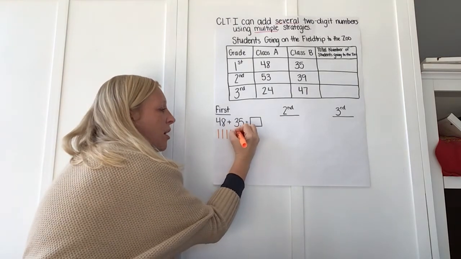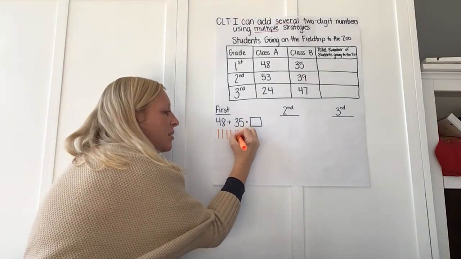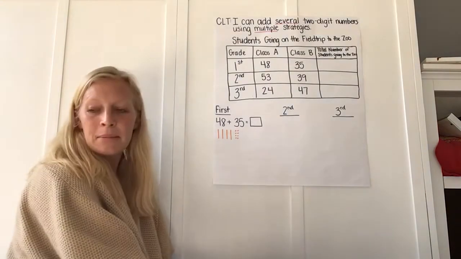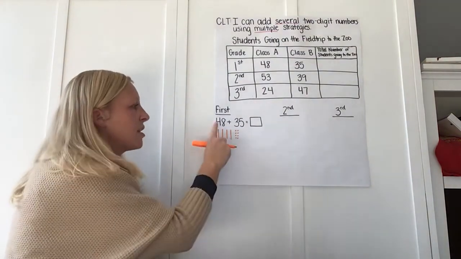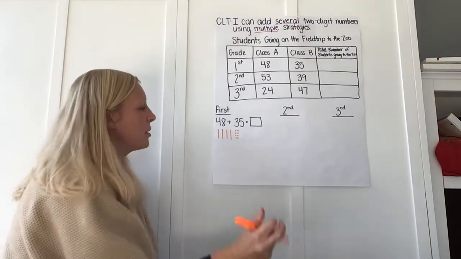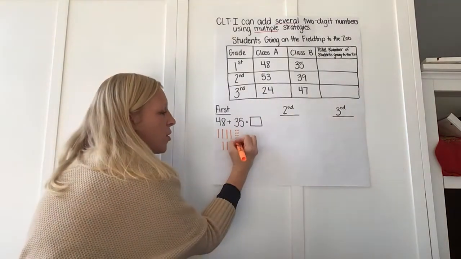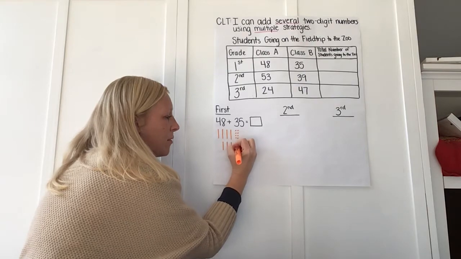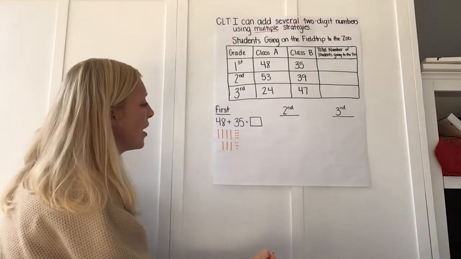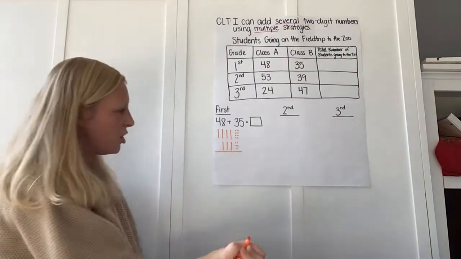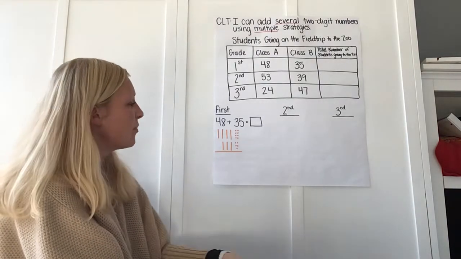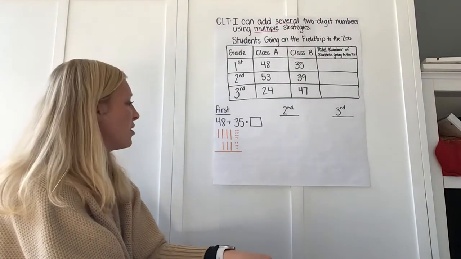Why did you draw 4 tens and 8 ones? It represents that 48. What did you do next? And how many ones did you draw for 35? Okay, drew 5 ones. All right, what did you do next? You did something a little interesting, something different than what we've seen in the last couple of days as we've worked together.